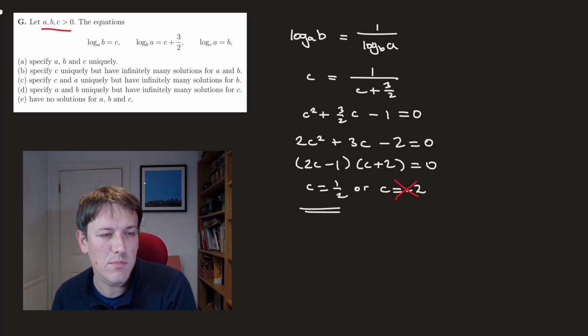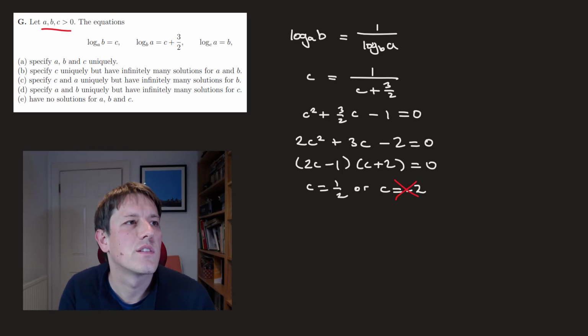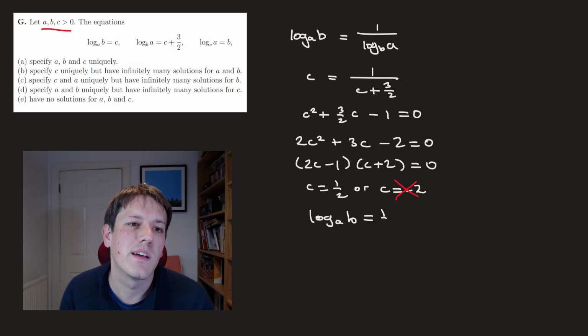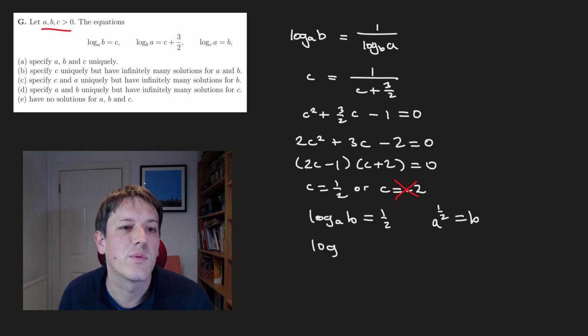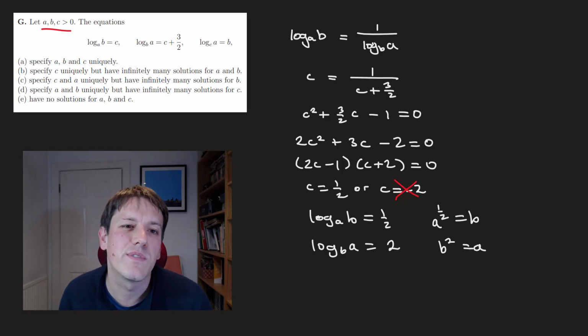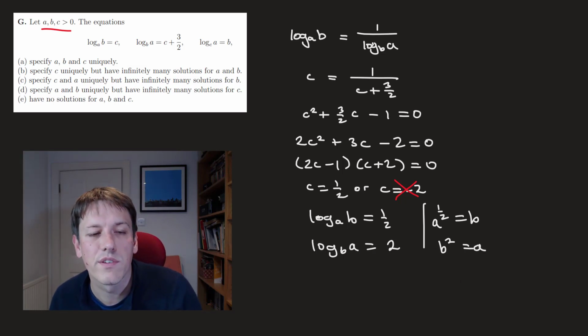And now the question: maybe there's still infinitely many solutions for a and b, or maybe we can also specify a and b. So these first two equations say log a of b is c, but that's equal to 1/2, so that's equivalent to saying that a to the 1/2 is b. Or we could use the second one and get log b of a equals 1/2 plus 3 over 2, which is 2, which is saying that b squared equals a. But these two effectively are one and the same thing, right? So we'll just use one of those.